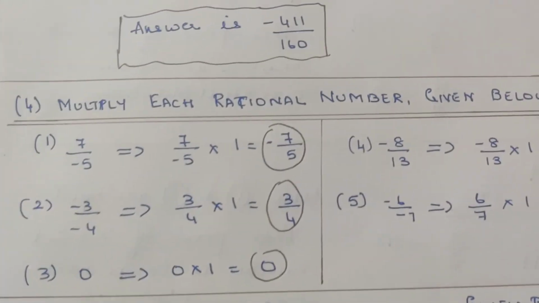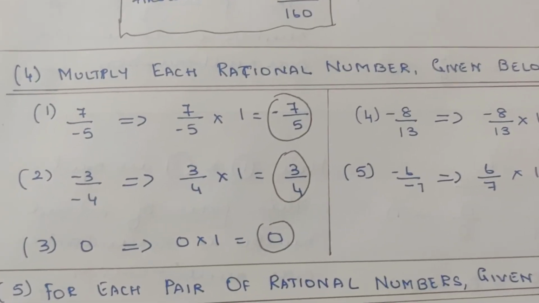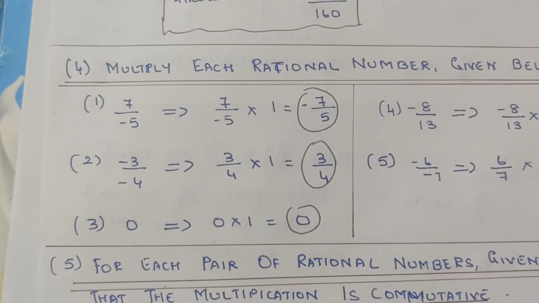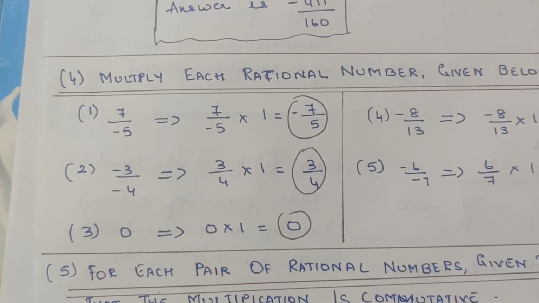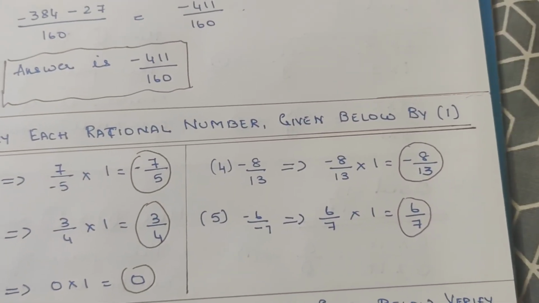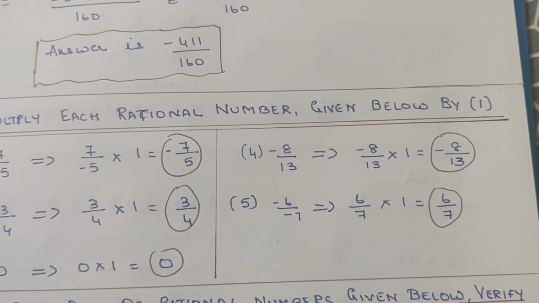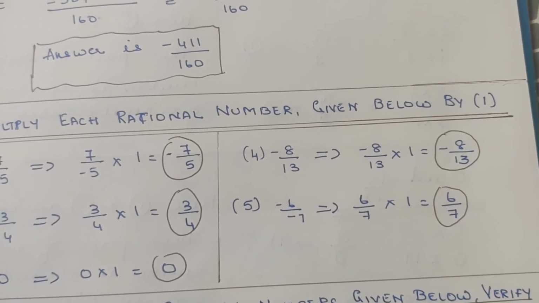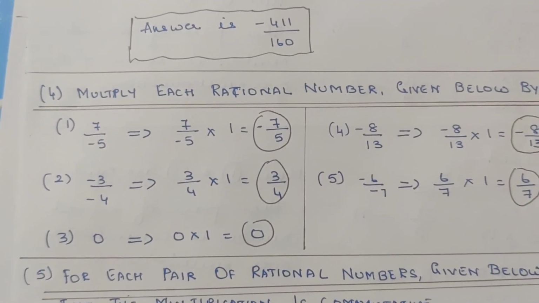Let's do the fourth main, and I'll stop for the fourth main. Multiply each rational number given below by 1. So 7 by 5 implies 7 by minus 5 into 1, that is minus 7 by 5. Minus 3 by 4, that is 3 by 4 into 1, that is 3 by 4. 0, that is 0 into 1, that's 0. Minus 8 by 13 is equal to minus 8 by 13 into 1, that is equal to minus 8 by 13. Fifth one is minus 6 by minus 7, that's equal to 6 by 7 into 1, that is equal to 6 by 7. I'm just pausing for a few seconds.